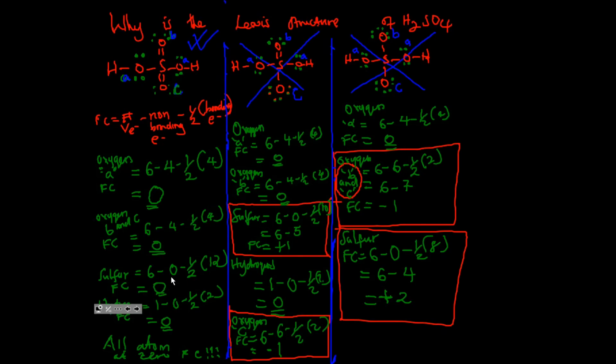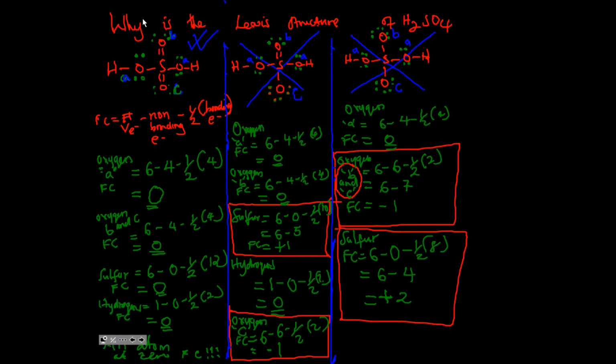For sulfur, it has a valency of 6 and has no lone pairs on it. You see there are no lone pairs. For this hybrid structure, it has 6 bonds, so that means it has 12 electrons, because each bond is 2 electrons around sulfur. So the formula will be 6 minus 0 minus half of 12. You should get 0. Okay.